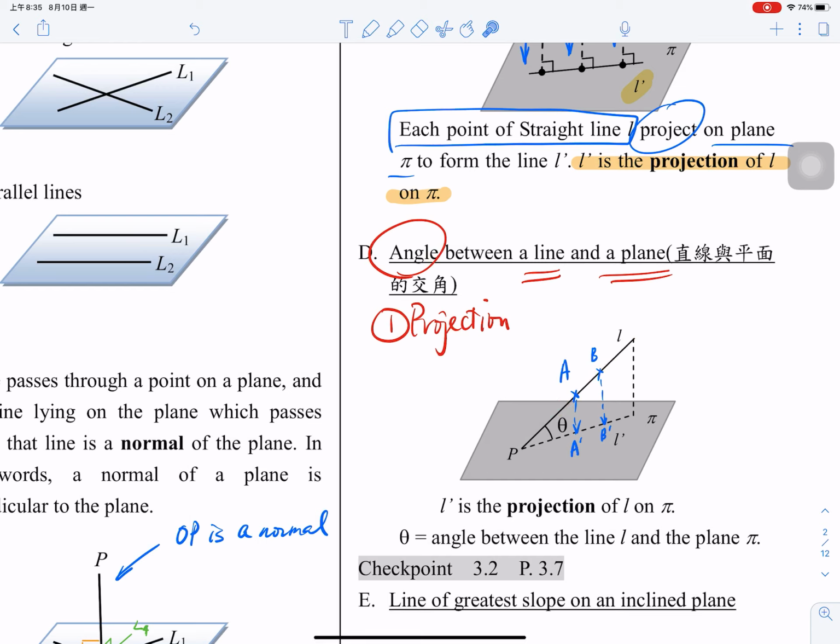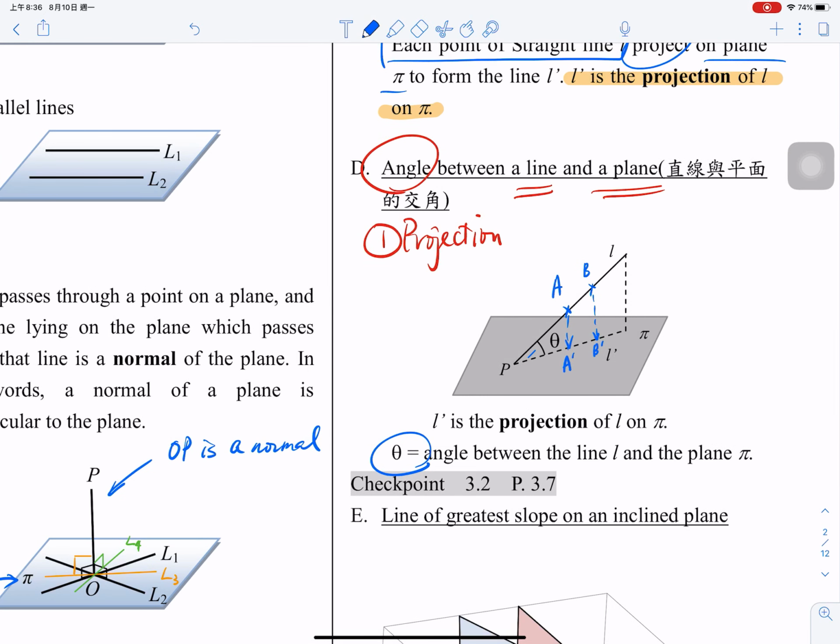After that, where is the angle between the line and the plane? Here L and L pi form this angle theta. So this angle theta is the angle between this line L and the plane. So here, the angle between the line L and the plane pi is the angle theta.